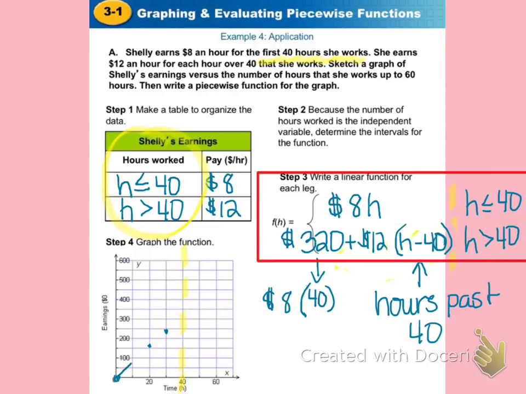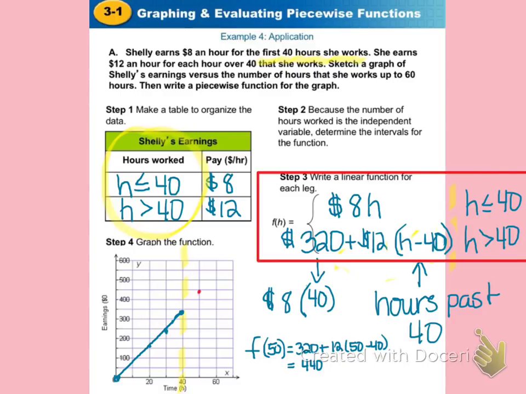And so on all the way up to the 40 hours at $320. And that would be right here at the boundary. After that, it's going to jump up and be a little steeper. And so then if I say I plugged in 50 hours, so if she worked 50 hours, she'd get 50 minus 40, or 10 hours paid at the $12. So that would be $120 plus 320. So let's see, this would look like that. That would be $440 for 50 hours.